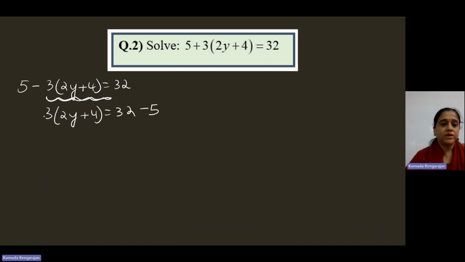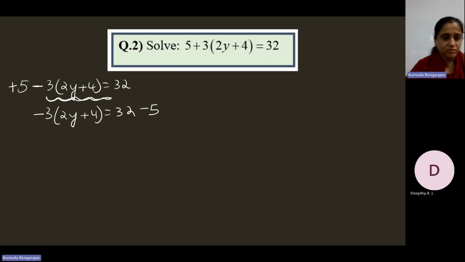See, this is plus 5. If there was a minus here, we're going to write down this minus here. We have to write the rest of the equation other than what we are transposing, right? We're going to take this 5 to the other side. This 5 is plus 5. Always, the sign is before the number. The sign is always prefixed.